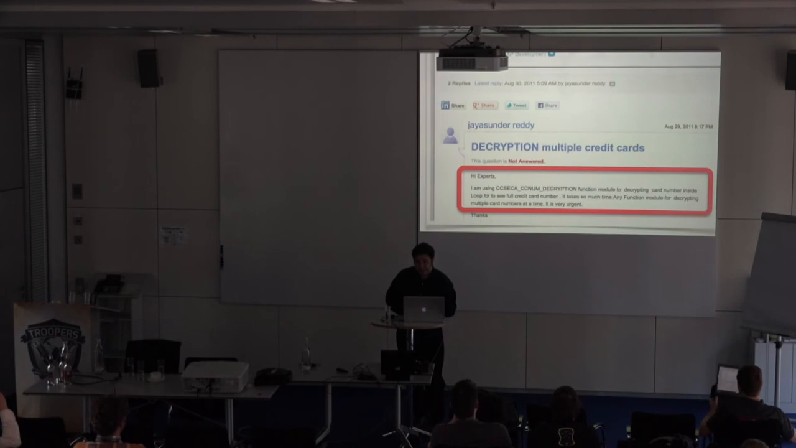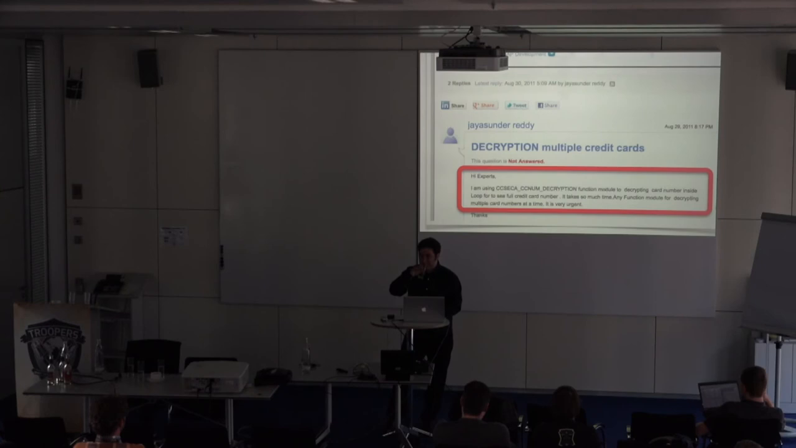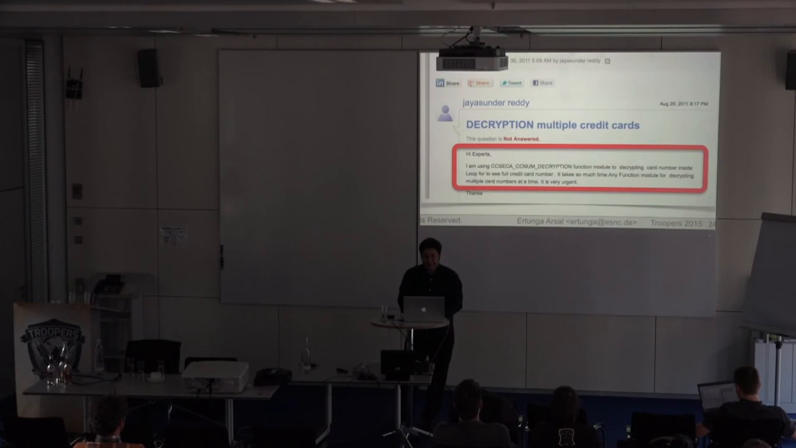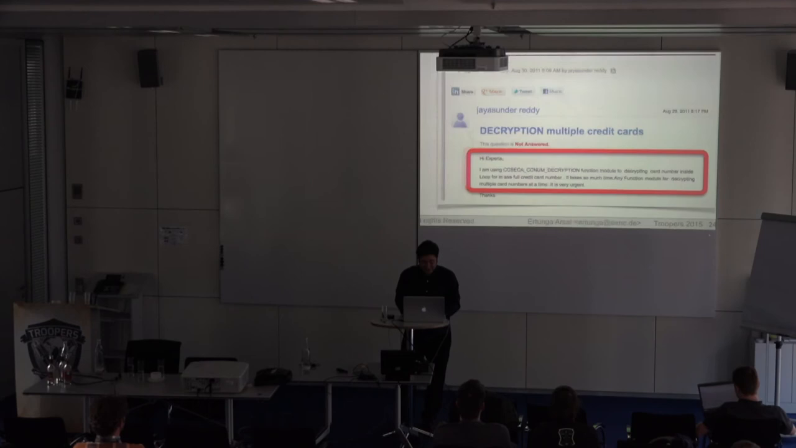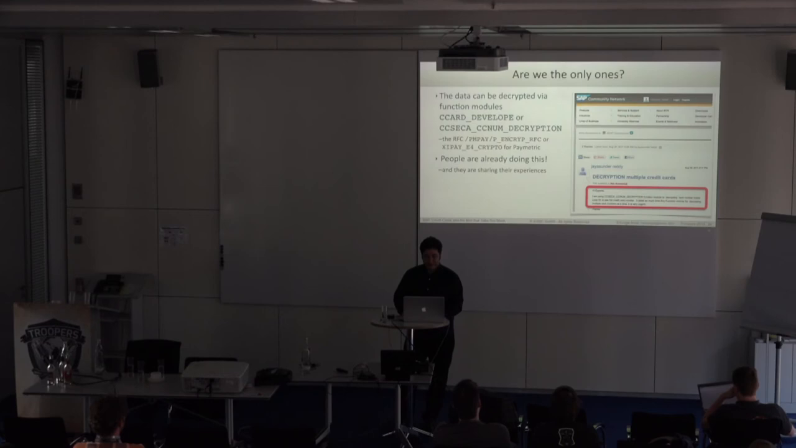So the guy is decrypting, I don't know how many thousands of credit card numbers. In a function module for decrypting multiple card numbers at a time, it is very urgent. Mario Linkies gave me a very good answer. He said, look, okay, why was this the case? I leave it up to your imagination, of course. Most likely, there was some sort of a system upgrade or something, and they needed to do it. But, I mean, I don't know. You give your verdict. So when we saw that, we were quite amused by how well certain things are documented in SAP.